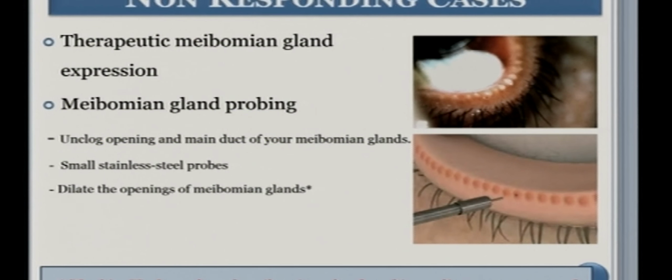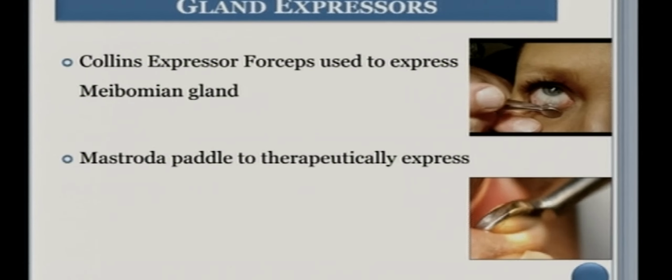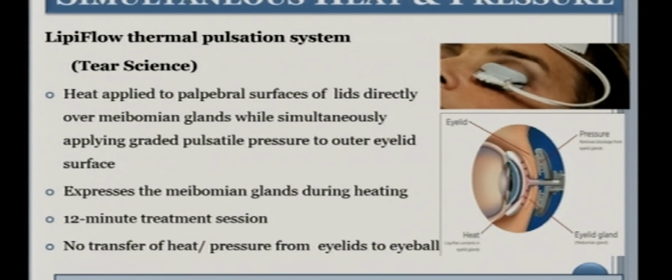You can even use a simple spatula, and that helps to keep the lid surface on it, and then you can do a massage. You can oppose the two lids as well and then do a massage. So there are various ways. The basic idea of all these methods, all these expressors, is to express the secretions that have clogged up in the ducts of the Meibomian gland.